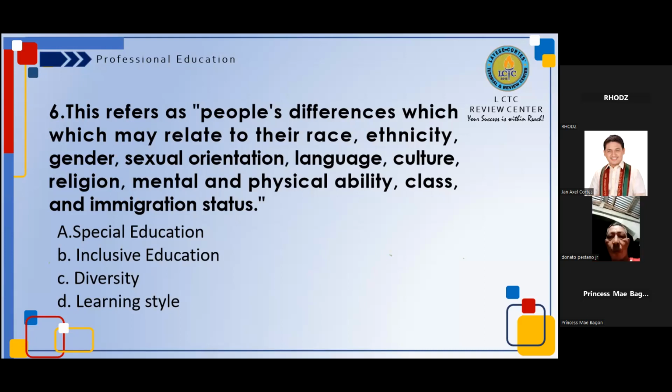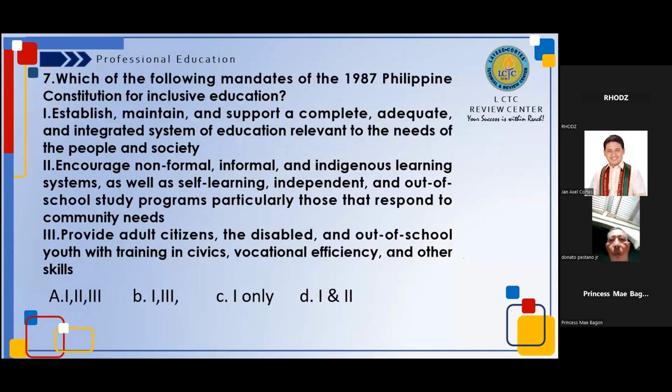All right, next item. Which of the following mandates of the 1987 Philippine Constitution is for inclusive education? Since under the table of specifications for professional education under inclusive education, we need also to discuss the legal basis. So an example of this one is the 1987 Philippine Constitution. Among these three, which of the following mandates is correct?